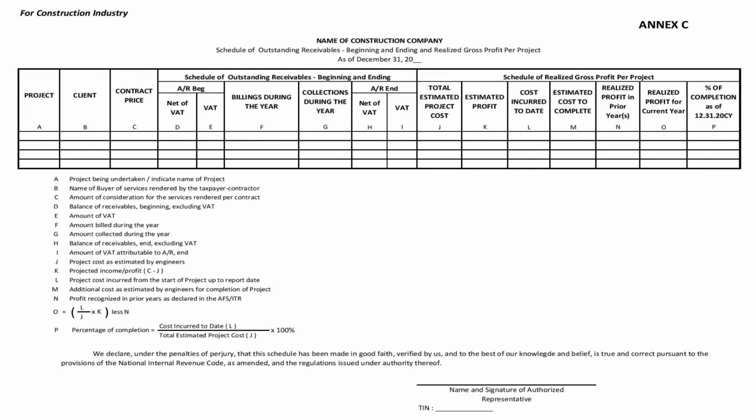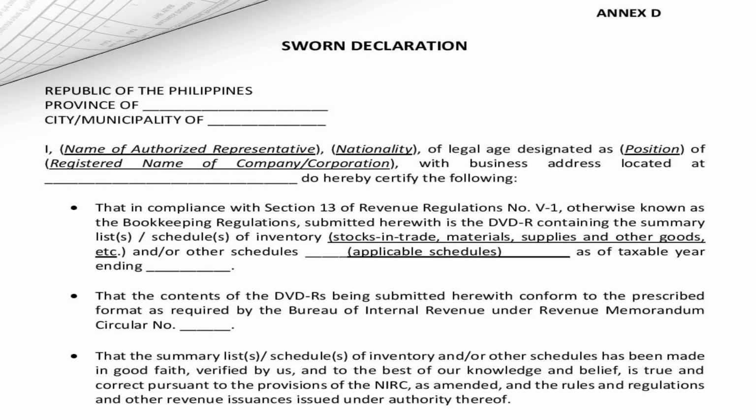This is also signed under the penalties of perjury by the authorized representative. And we also have the format of the sworn declaration, because I told you, when you submit the DVDR with a copy of the list of inventory, you will be required to have a sworn declaration. And this is our example. Republic of the Philippines, province of, city, municipality of, I, name of authorized representative, of legal age, designated as position of registered name of company or corporation with business address located at blank.